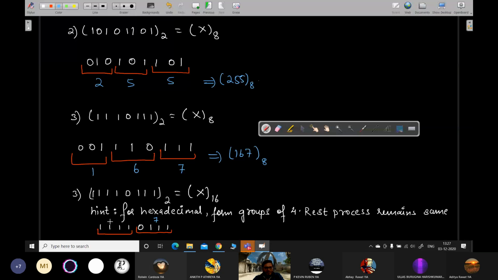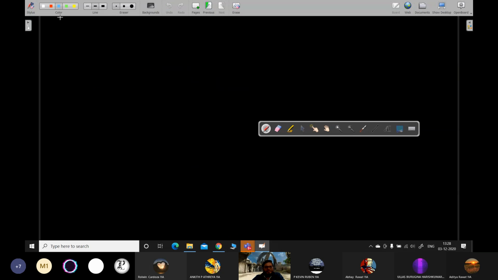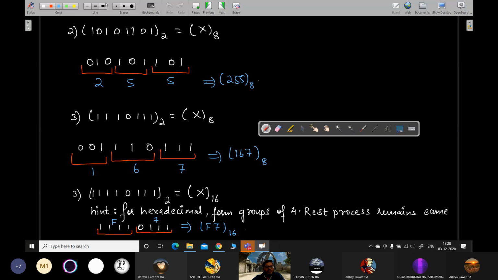So this 1111 will give you 15, and 15, we know, in hexadecimal which digit, rather which alphabet, corresponds to it? That will be F. So the required answer will be F7, which is in your hexadecimal number system. Fine. Let's solve a final example. Just a minute. I made a mistake here. This was the 4th.